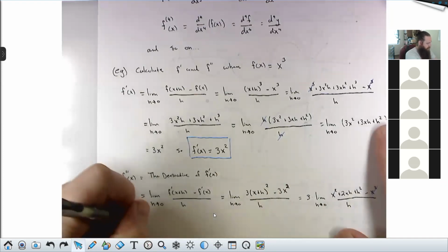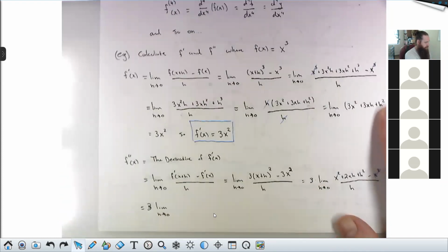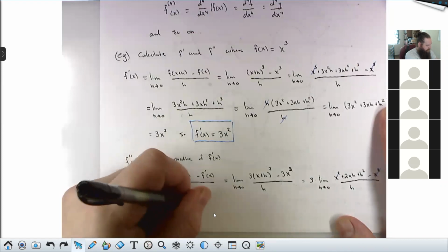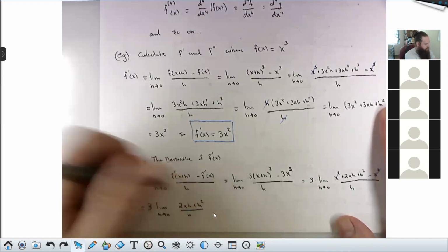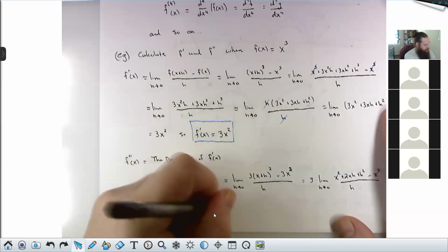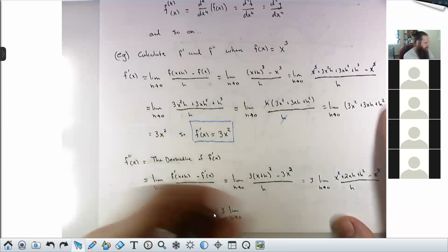So here, I would just be left with, I have to put that 3 out front, 3 times the limit as h goes to 0 of 2xh plus h squared over h, which is 3 times the limit as h goes to 0. Factor the h.